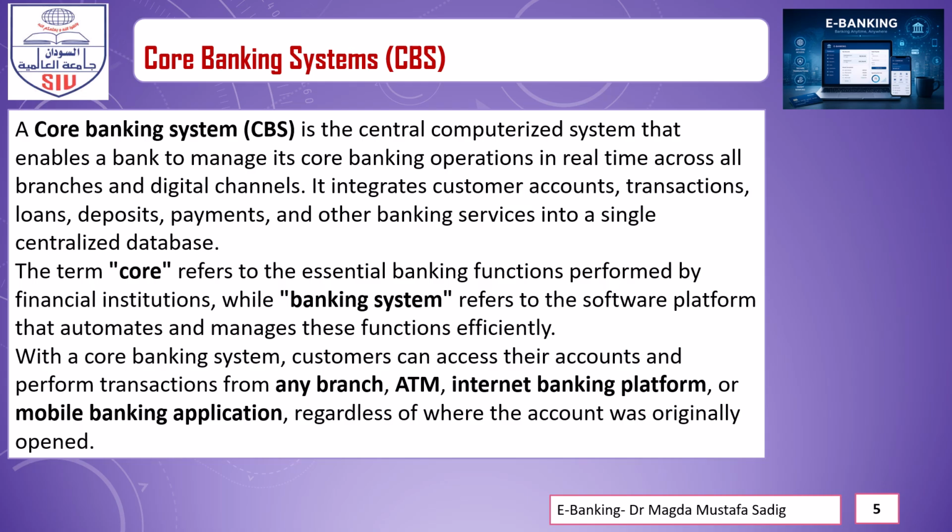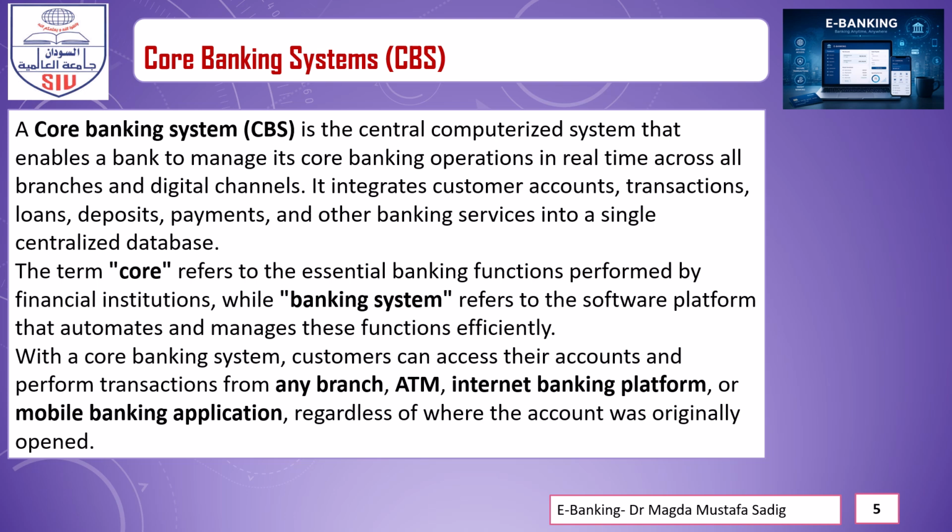Before the introduction of core banking systems, each branch operated almost independently. If a customer opened an account in one branch, they often had to visit that same branch to perform banking transactions. Today, this is no longer necessary because of the core banking system. Customer information is stored in one centralized database. This allows customers to access their accounts from any branch, ATM, mobile banking application, or internet banking platform.